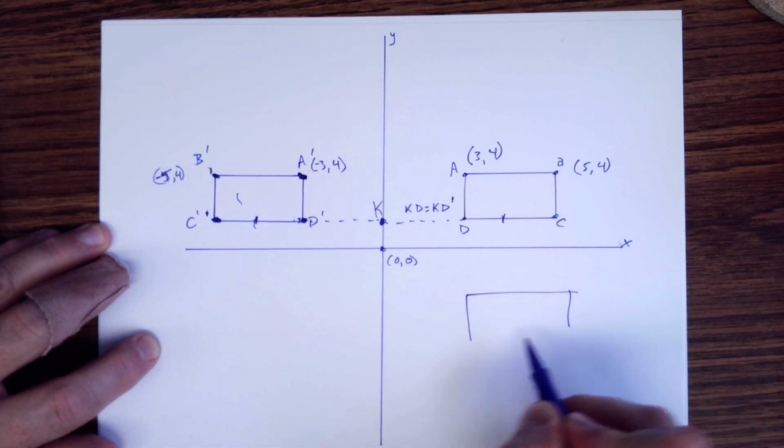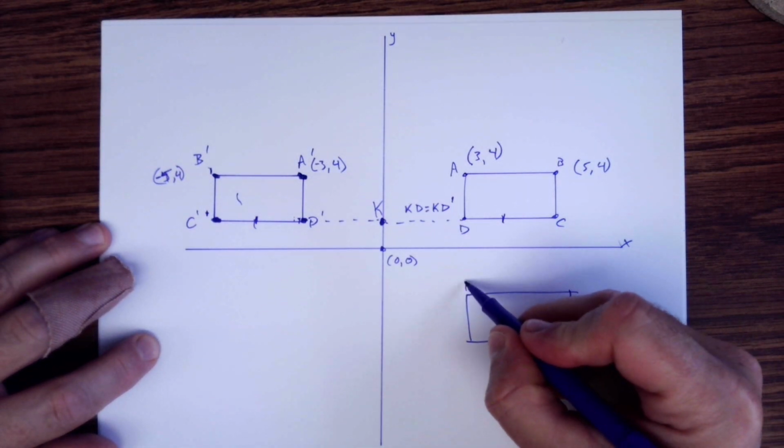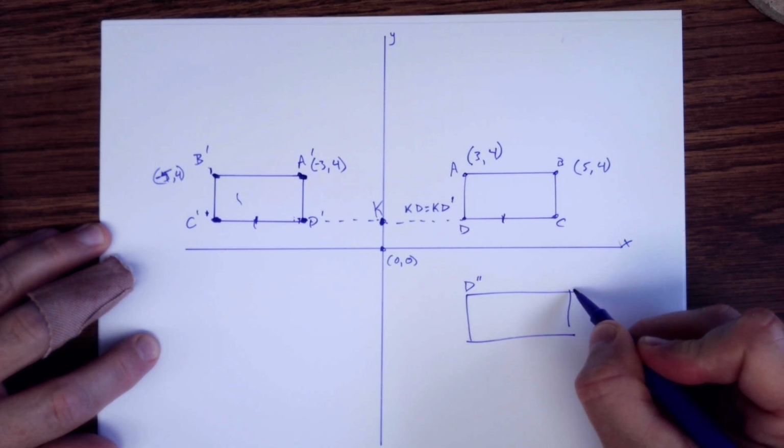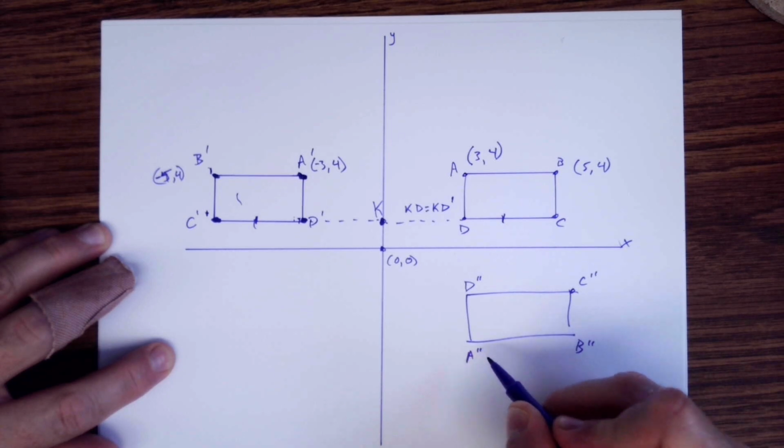If you were to reflect that box, I just roughly did that there, so here you would have D double prime, and here you would have C double prime, and B double prime, and A double prime.